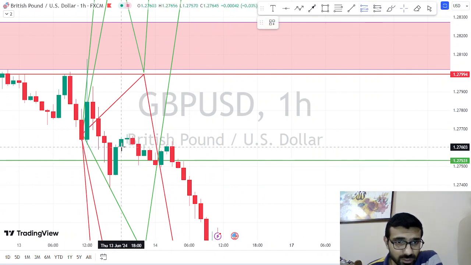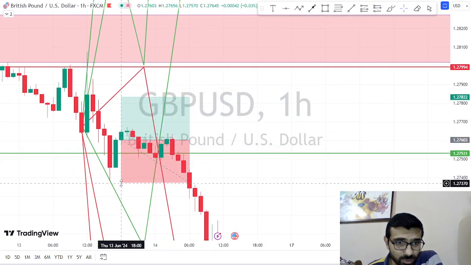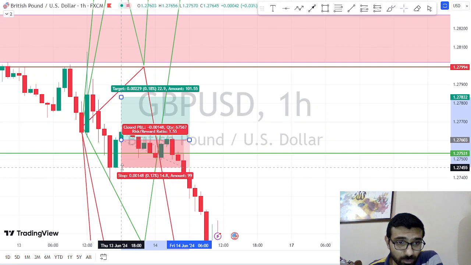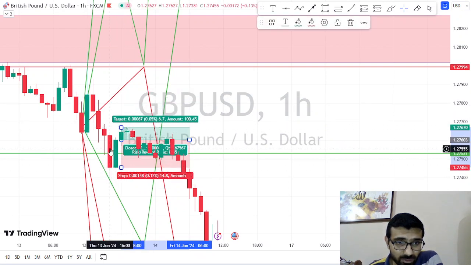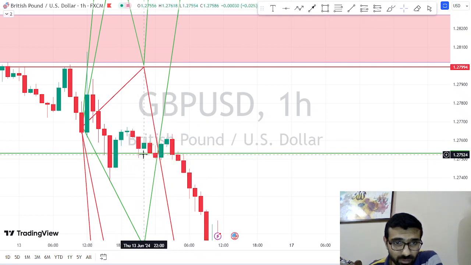So the concept is cleared. If you guys would have taken a long position, because we were bullish on this pair tomorrow. So if you guys would have taken an entry over here, you guys would have made a 0.4% profit. And if you guys would have taken an entry over here, you guys would have hit a stop loss.